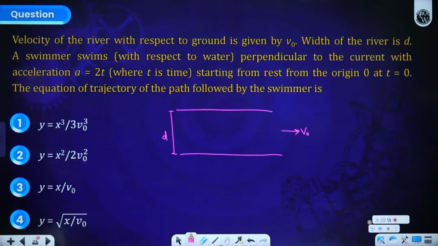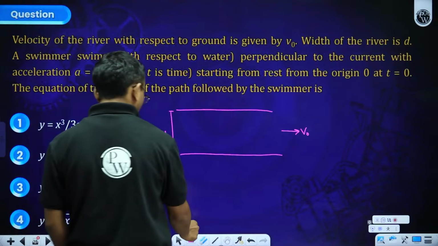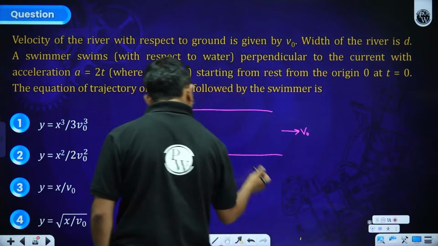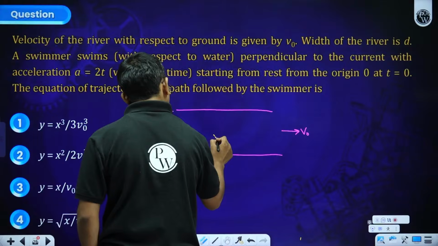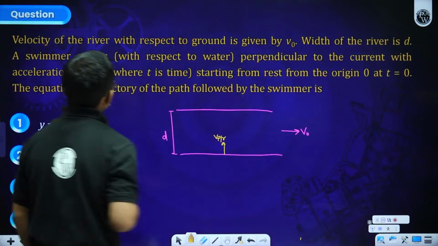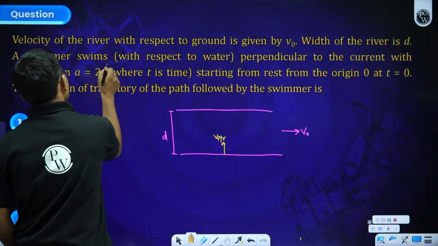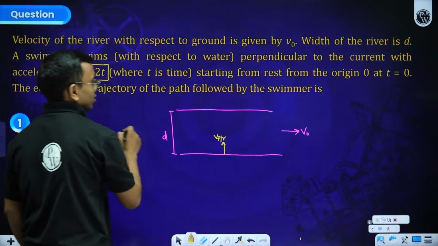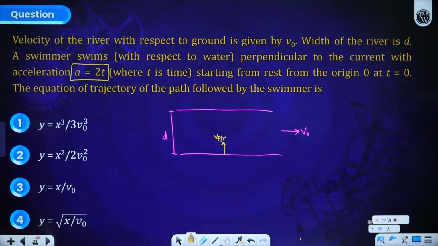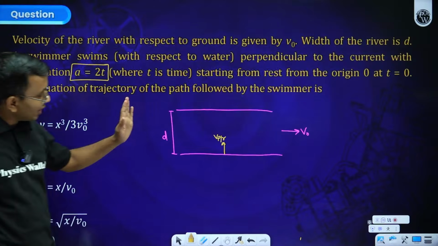A swimmer swims with respect to water perpendicular to the current. Okay, the swimmer is having its velocity in this direction. This is velocity of person with respect to river, with acceleration a equal to 2t, where t is time starting from rest. Okay, this is my acceleration a equal to 2t in this direction. You can write velocity in that direction at any time. Then the equation of trajectory, how x will vary, how y will vary.